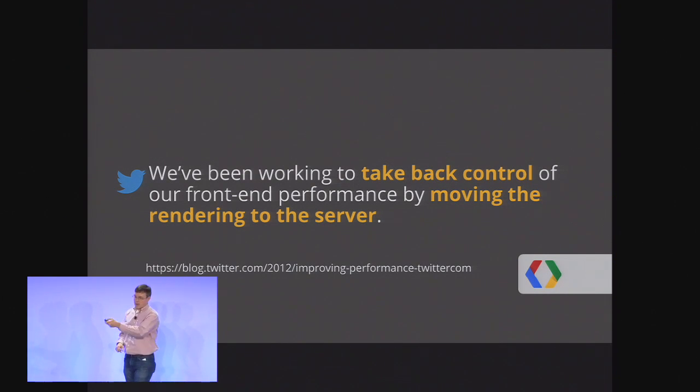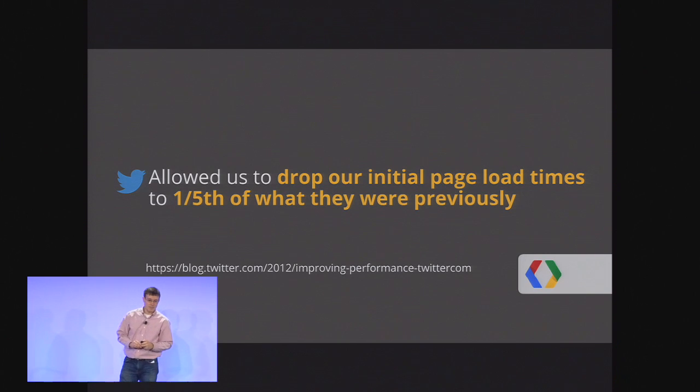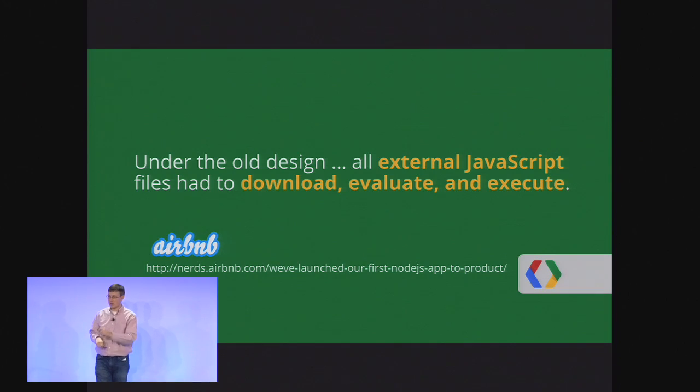And what they found is that page load times dropped really significantly, right? So it wasn't like 10% or 15%, it was 1/5 of what they were previously, right? So this was a really big thing for them. And in order to deliver that instant experience on mobile, it's pretty much a requirement that you render that initial view server side. So Twitter wasn't the only organization to come to this conclusion.